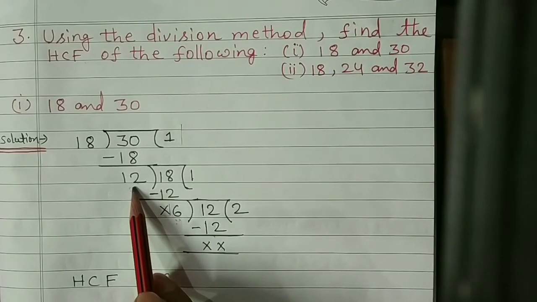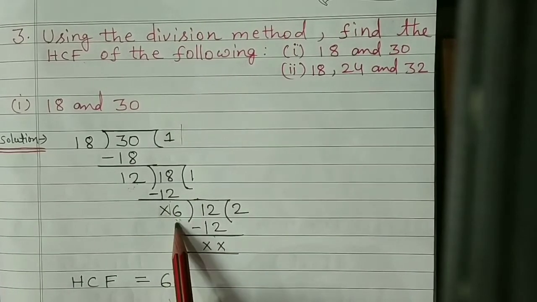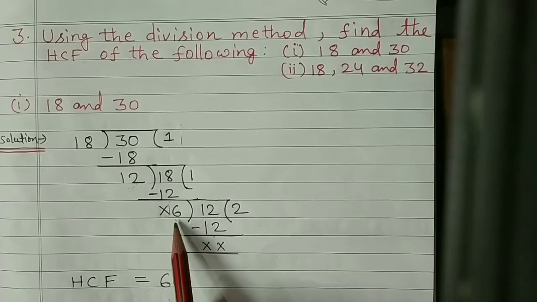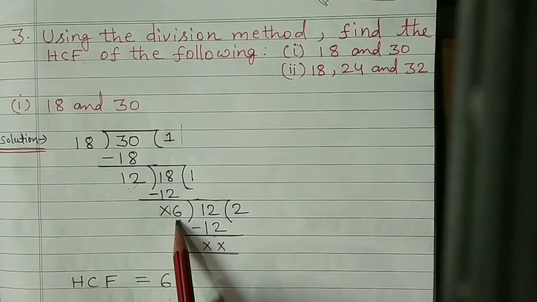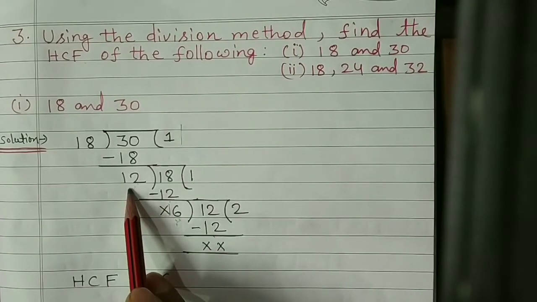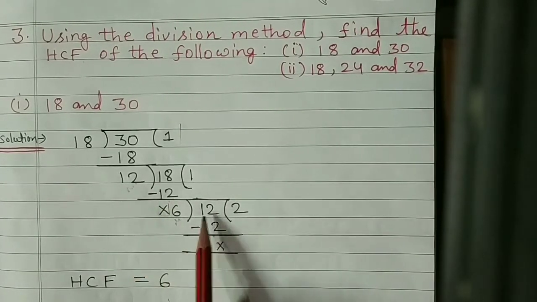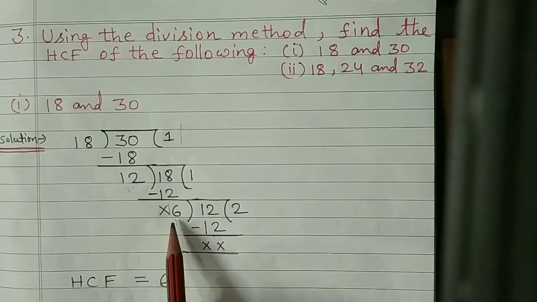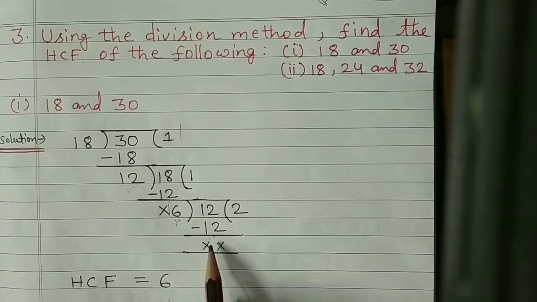Now, 12 into 1, 12, and after subtraction, the remainder is 6. Here also, we cannot divide 6 by 12, because 6 is smaller than 12. So now we are going to divide 12 by 6. 6 into 2, 12, and in this case the remainder will be 0.